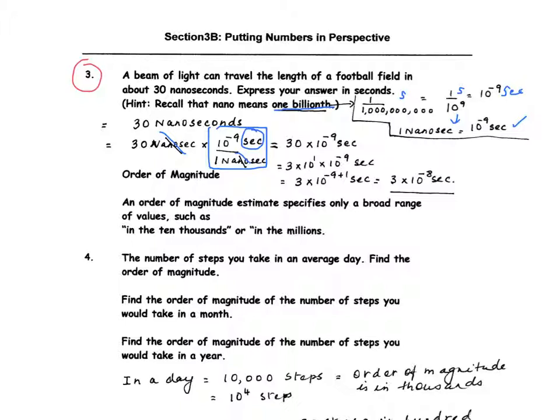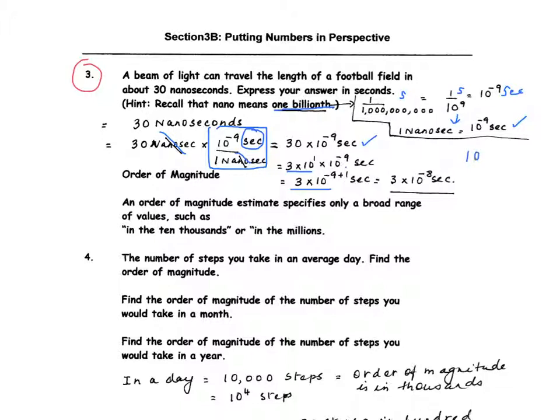So 30 times 10 to the ninth power, and seconds, which is the unit that remains. So this is the same as 3 times 10 times 10 to the negative 9 power. Using the rule of exponents, it's the same as 3 times 10 to the negative 9 plus 1. When we multiply two numbers with the same base, all we have to do is add the exponents.